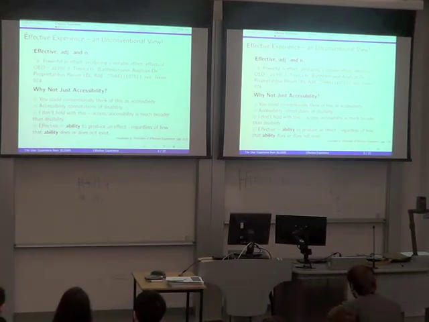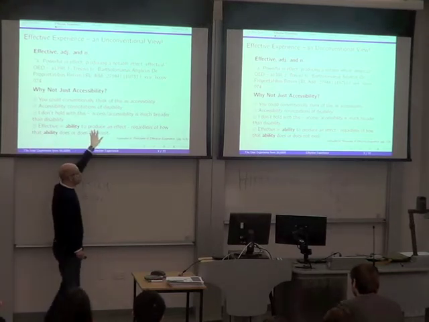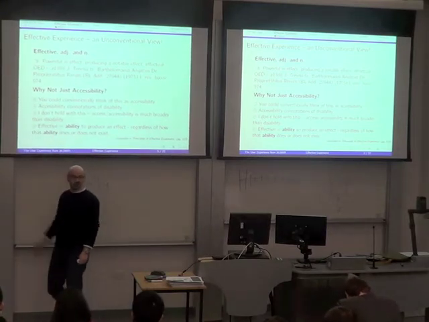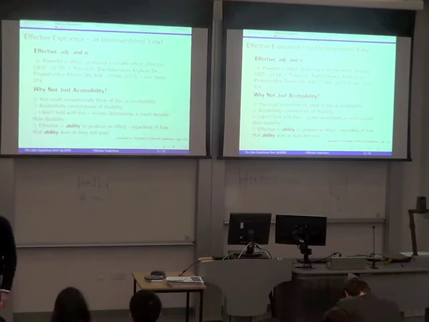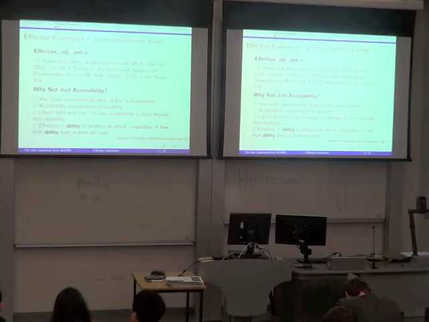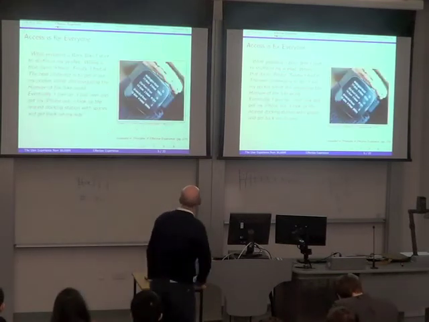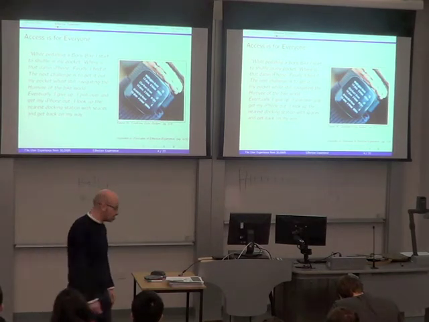Now, I think that effective equals the ability to produce an effect. That's what we're looking at, the ability to produce an effect. That's the main point. So that's what we're going to look at now. It's not about accessibility or anything else, it's about the principles for the ability to produce an effect. Okay, so access is for everyone, that's what I'm telling you.